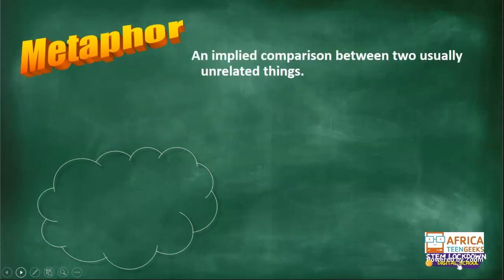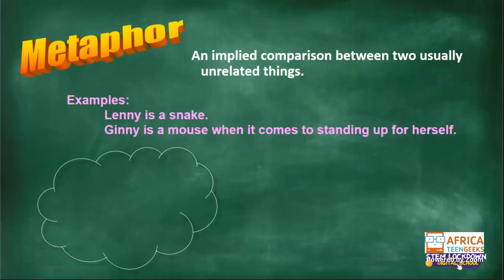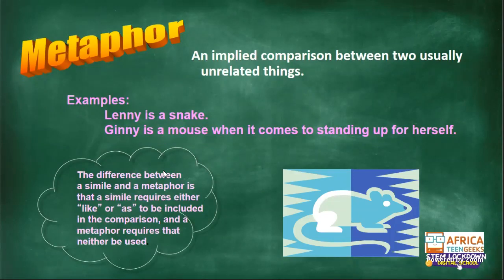Yeah, Lionheart. See. Right, so a metaphor is an implied comparison between two usually unrelated things. For example, here they say Lenny is a snake. And usually when they say someone is a snake, this is someone who you cannot trust. Guinea is a mouse when it comes to standing up for herself. And that basically means Guinea is frightened, but she can't stand up for herself. Right. And there, we know what a metaphor is. And they say there in our little club, the difference between a simile and a metaphor is that a simile requires either like or as to be included, and a metaphor requires neither to be used. All right, next slide.